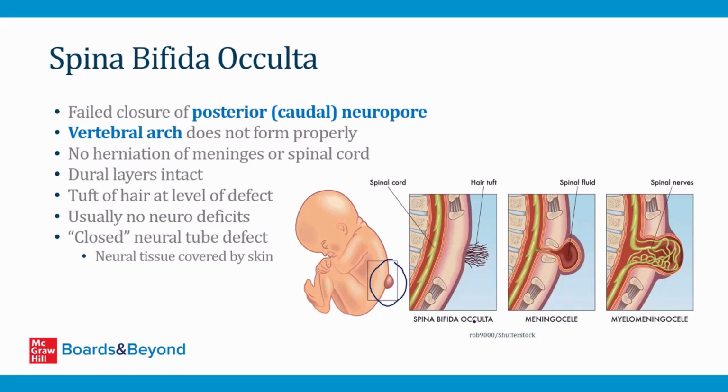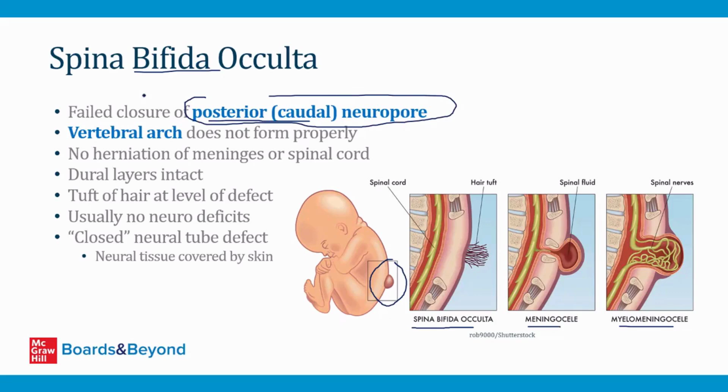There are 3 forms of spina bifida. The first is called spina bifida occulta, which we'll talk about now. The other 2 forms are called a meningocele and a myelomeningocele. So in spina bifida occulta, you get failed closure of the posterior or caudal neuropore. This is true of all forms of spina bifida, including spina bifida occulta.